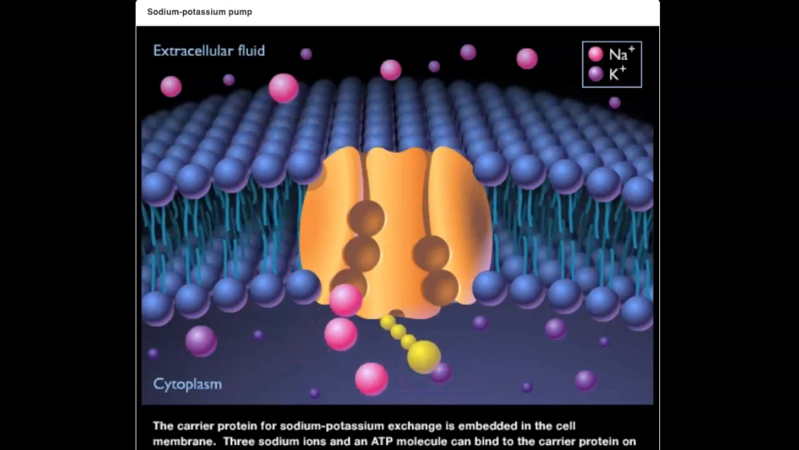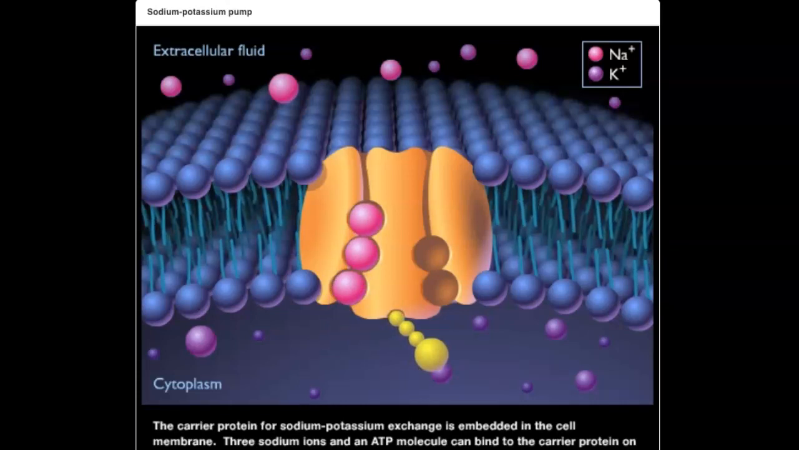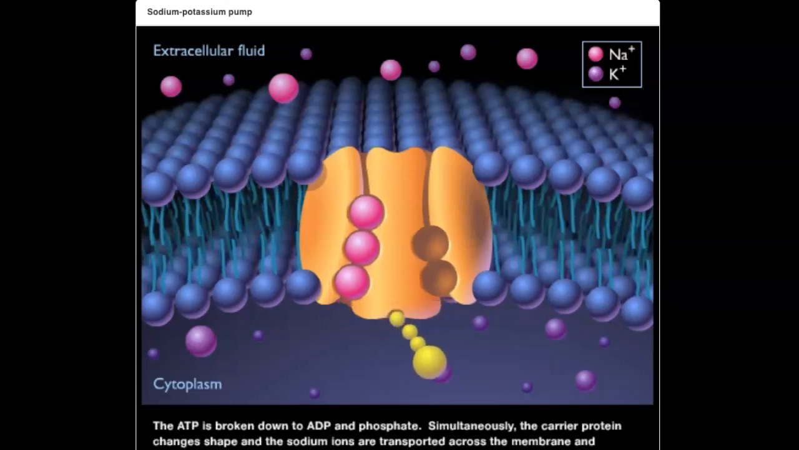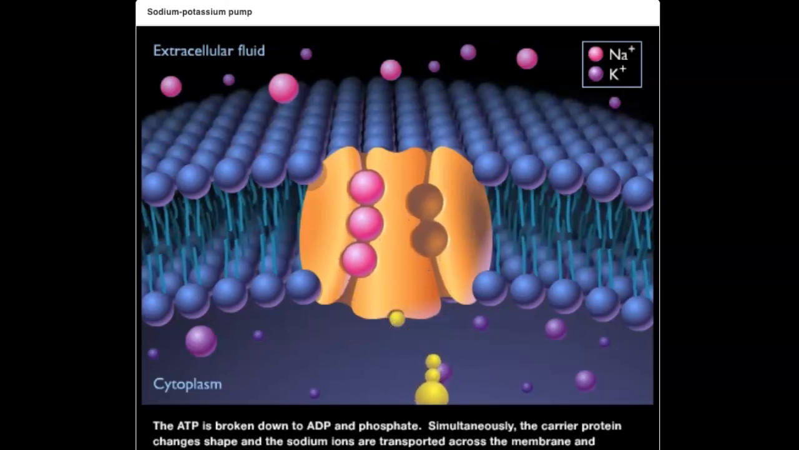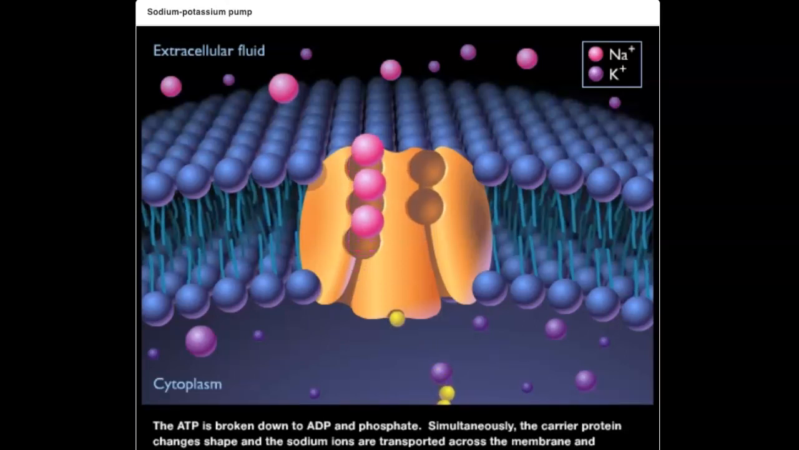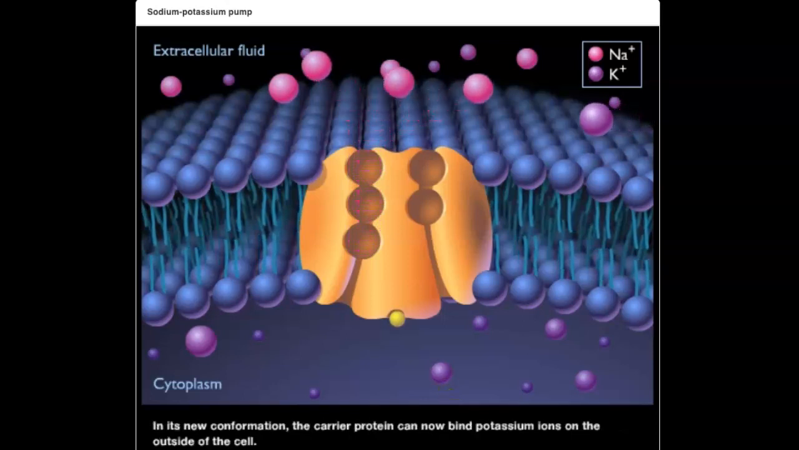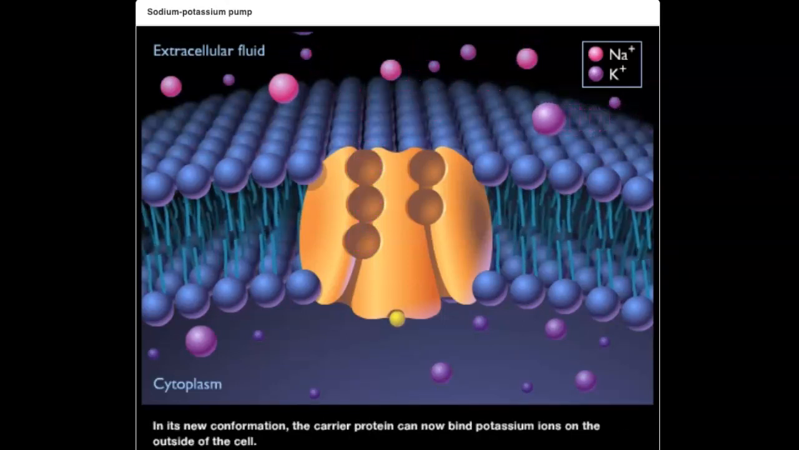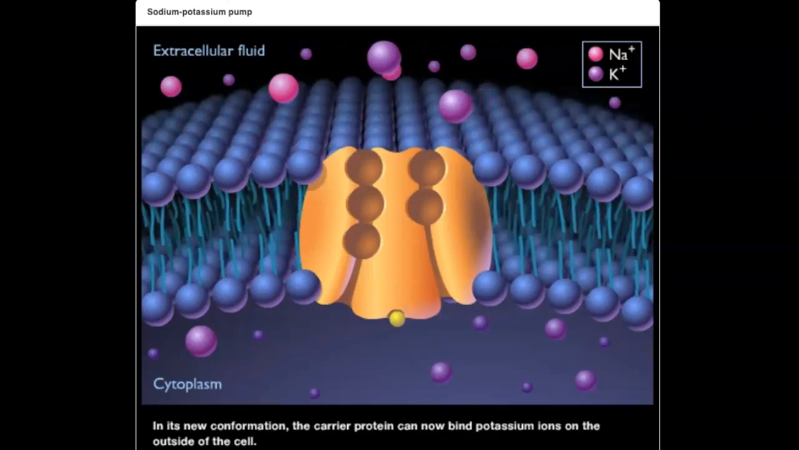3 sodium ions and an ATP molecule can bind to the carrier protein on the inside of the cell membrane. The ATP is broken down to ADP and phosphate. Simultaneously, the carrier protein changes shape and the sodium ions are transported across the membrane and released on the outside. In its new conformation, the carrier protein can now bind potassium ions on the outside of the cell.